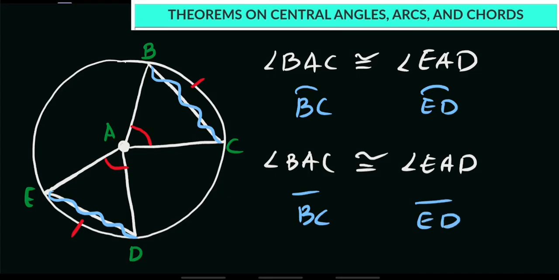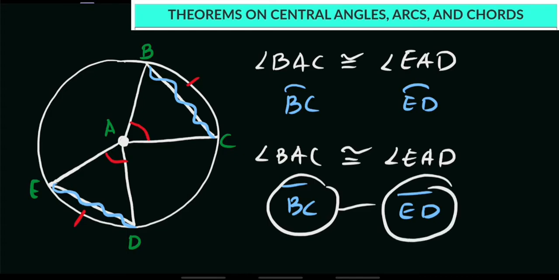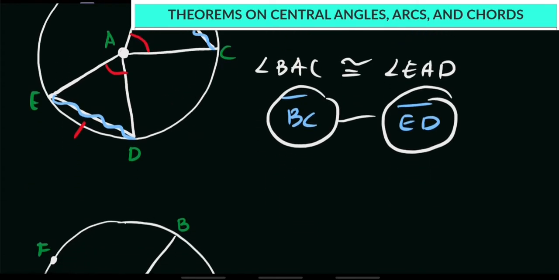And then last is the theorem on arcs and chords. Same procedure: if two chords are congruent, then their corresponding arcs are congruent, and vice versa. For example, if line segment BC is congruent to line segment ED, then their corresponding arcs are also congruent. So if we have central angles, arcs, or chords inside a circle, and one is congruent, automatically the rest will follow. Let's try to apply this set of theorems.